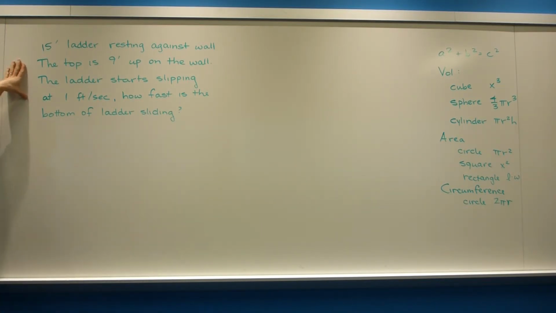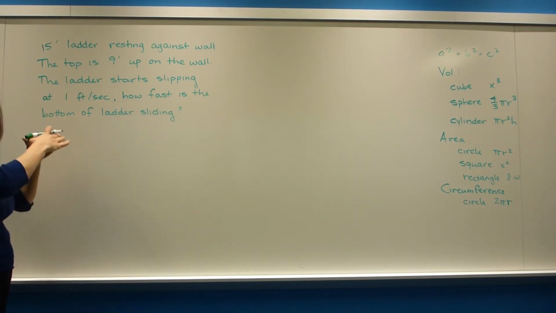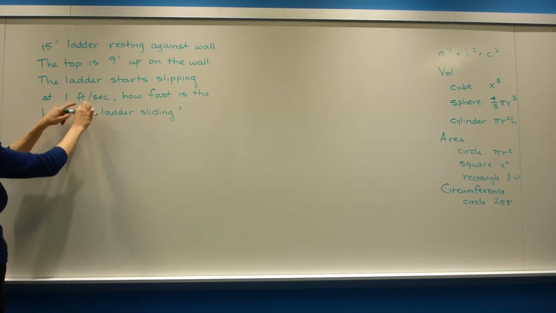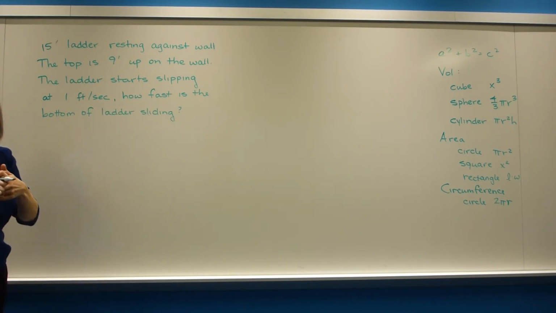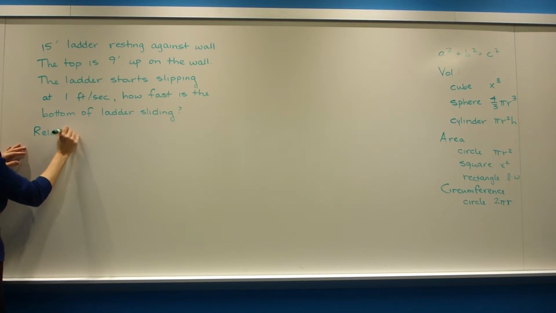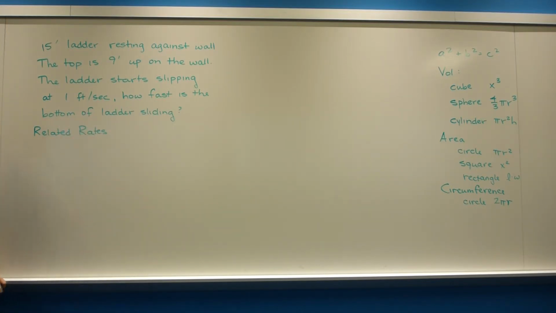So here we have a ladder. We know where it is presently, and we know that it starts slipping down the wall. So we know it's coming down this way and it's kicking out that way. So the question is, we know this rate, how fast is that happening? Anytime I start seeing rates, I know one rate, I'm looking for another rate, that suggests to me related rates. So if you want to, go ahead and write down related rates. That will help remind you what you're trying to do. So this is a related rates problem.